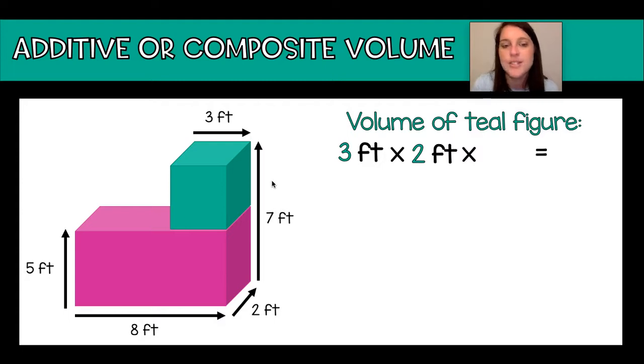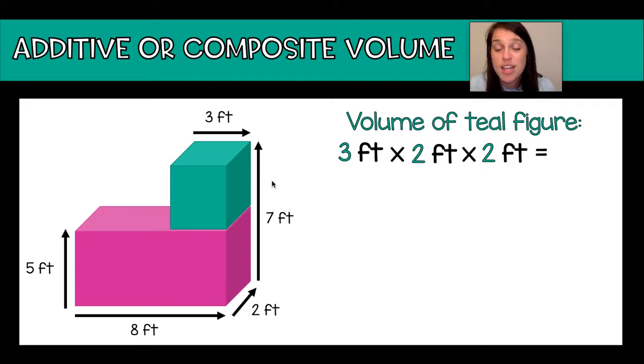The height is 2. Now, some might be wondering, how in the world did you get that? There is no 2 going vertical. Well, I took the length of the 7 feet going along the entire shape. And then notice the pink figure is 5 feet. So 7 feet minus that 5 feet gives you the height of the teal figure, 2. And lastly, how wide it is: 2.